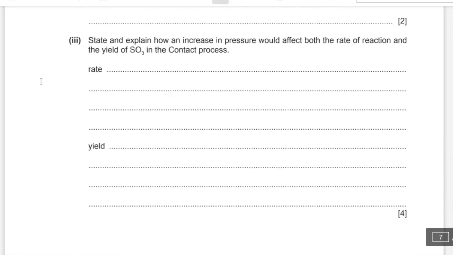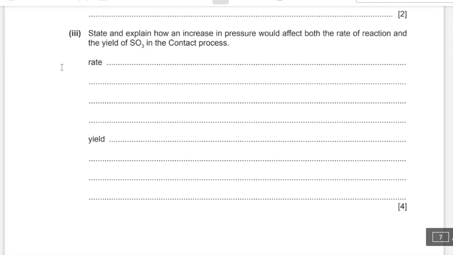3. State and explain how an increase in pressure would affect both the rate of reaction and the yield of sulfur trioxide in the contact process. So increasing the pressure would increase the rate of any reaction because the molecules would be closer together, as there are a greater number of reactant particles per unit volume, which means there would be far more collisions per unit time. So you can start by writing that.